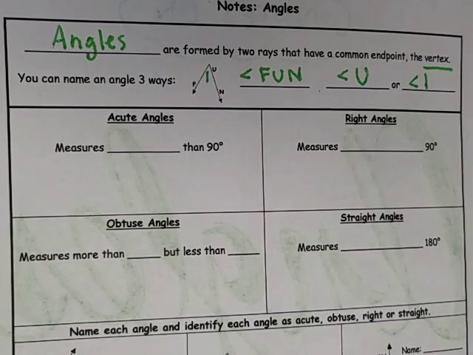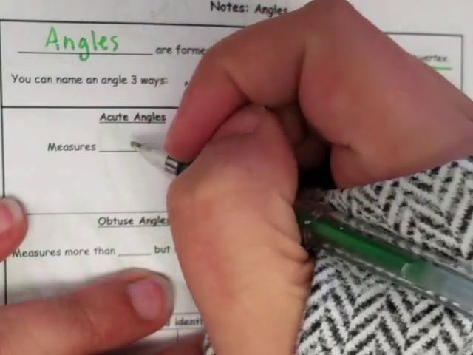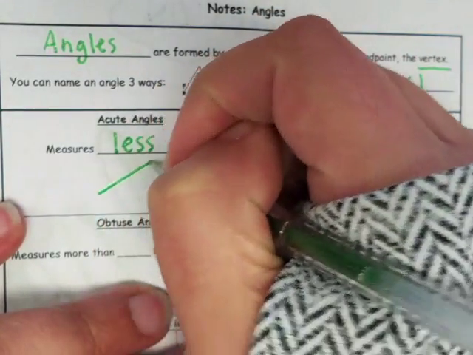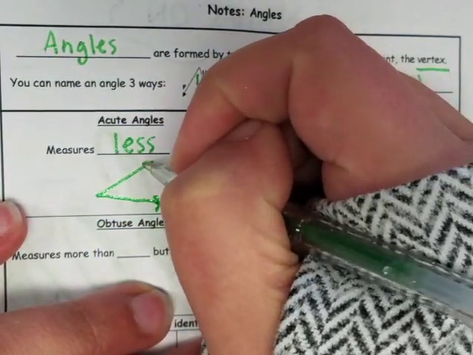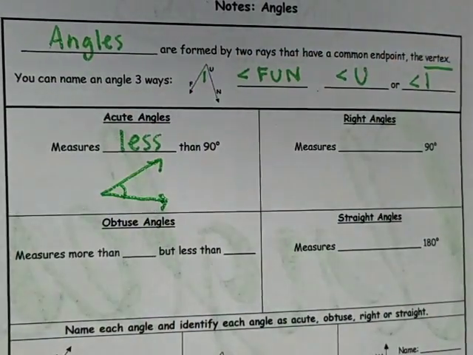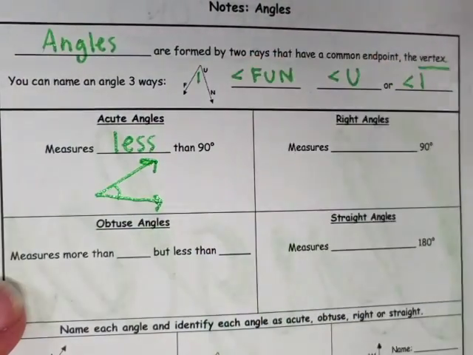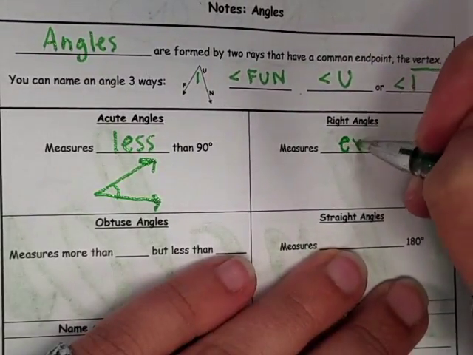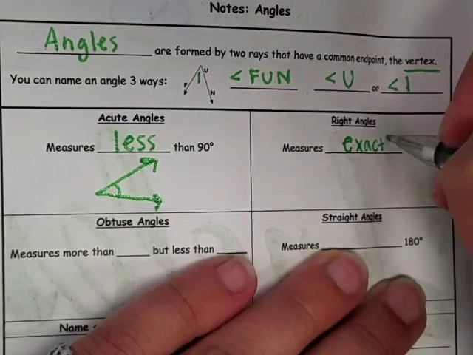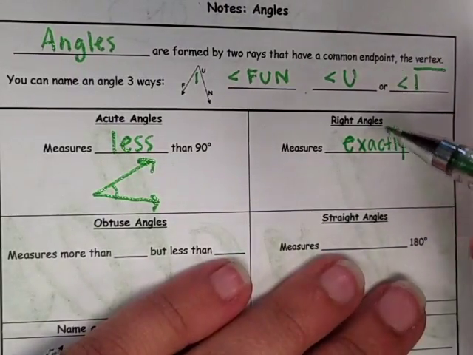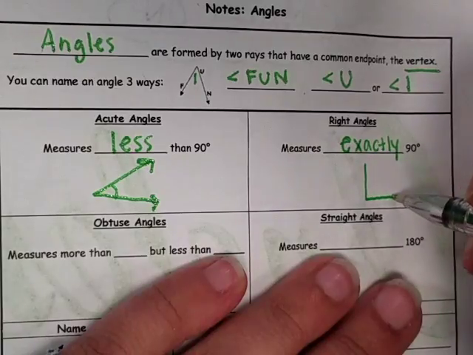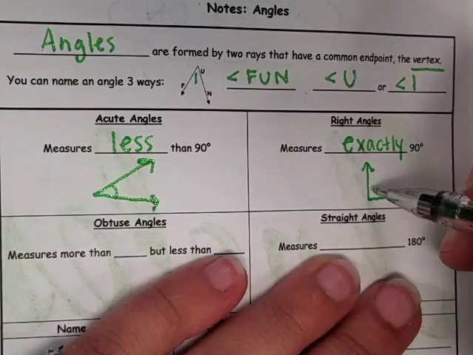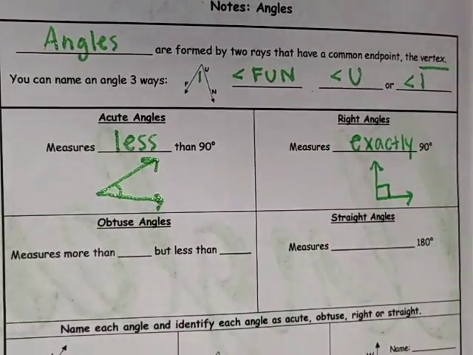All right, so let's talk about acute angles. Acute angles are measures that are less than 90 degrees, and they look something like this. So they're a little more closed. Right angles measure exactly 90 degrees. And those form a right angle that's perpendicular, like so. And then to indicate this, you just draw a box to show that it's a right angle.